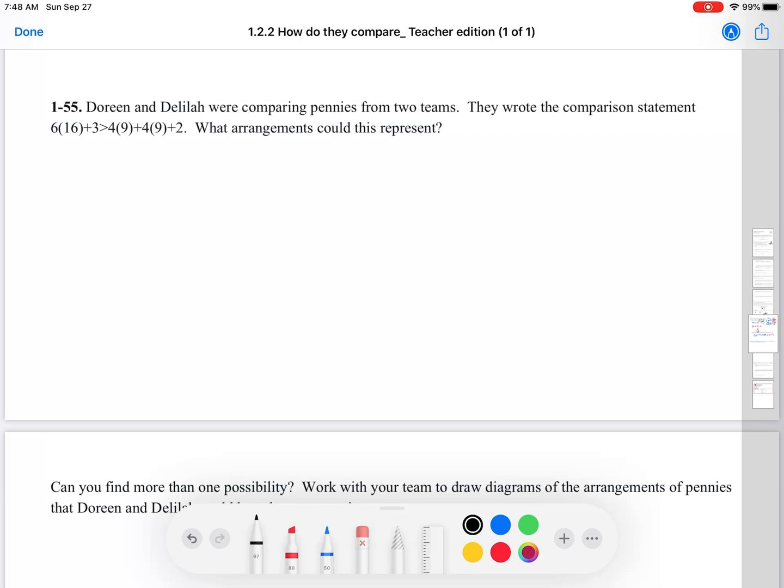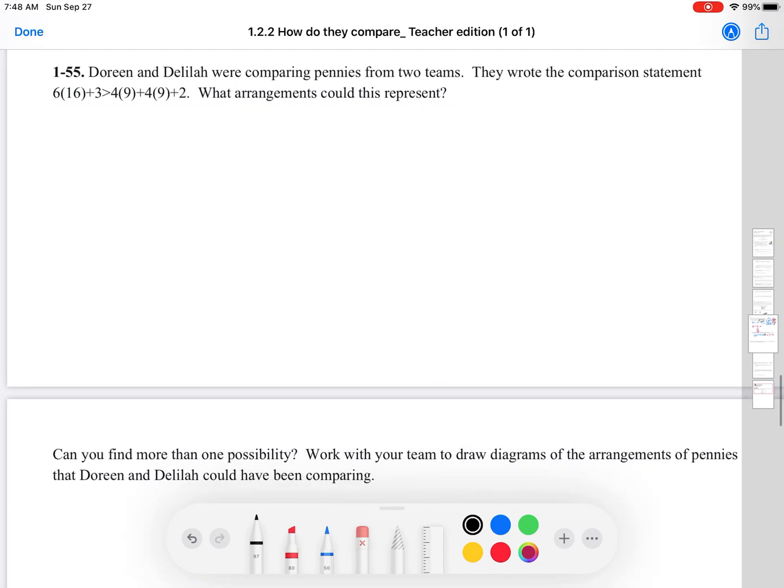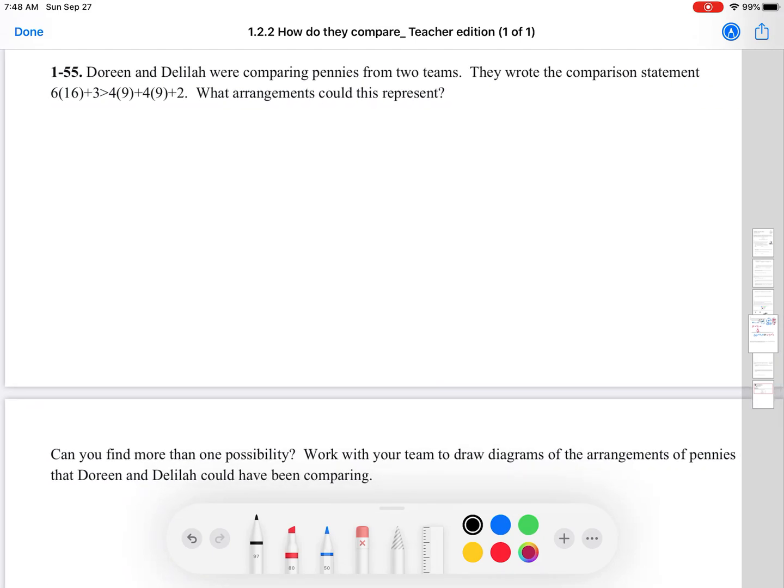So what you could do is just talk about what that would look like. You could draw a diagram of this very similar to what we had up above. I think just for the sake of the colors that we had, we could say 6 groups of 16. So I could write 16, 16, 16, and 16, and 16. There's my 6 groups of 16 plus 3.